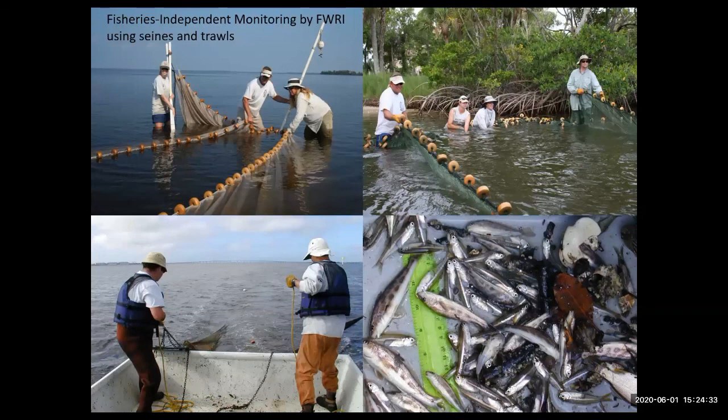Okay, so fisheries independent monitoring is being done by the Fish and Wildlife Research Institute within FWC. There's actually about 4 kinds of seines of different sizes, and then there's a trawl that's also used in Charlotte Harbor. So we had to take the data that was collected on a variety of species and analyze it and try to standardize the catch per unit effort, or CPUEs, between the different gear types so that we could do our modeling. Next slide.